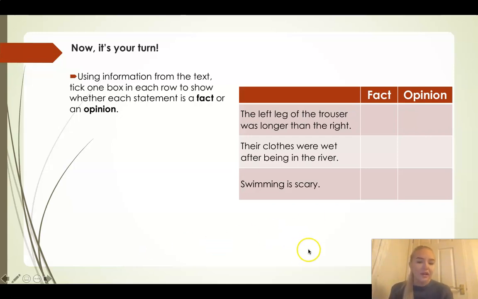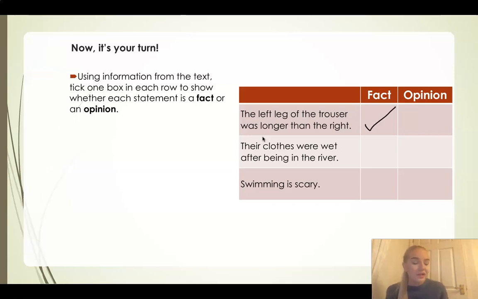So let's have a look at this. The left leg of the trouser was longer than the right. Well, we know that this was applying to Fred in the story when he cut his trouser leg because he wanted to make it shorter. And he actually looked at the trouser leg and he said that the left leg was longer than the right. Now that is a fact because it's true. Anybody could look at that trouser leg and say, yes, the left leg was longer than the right.